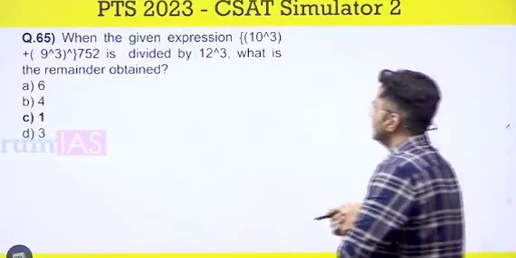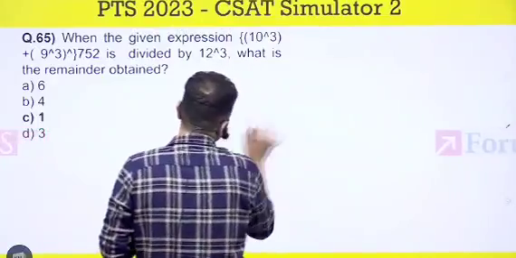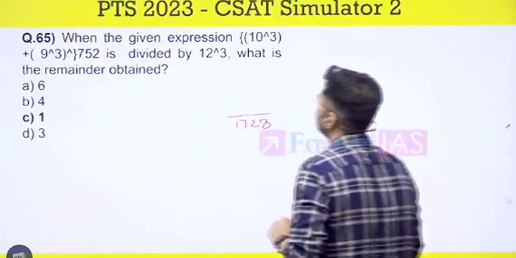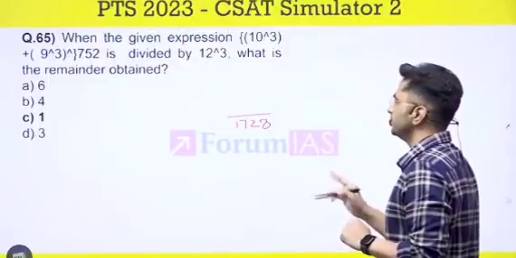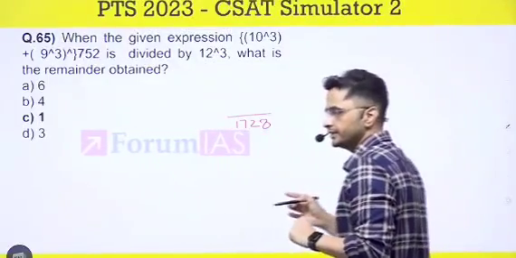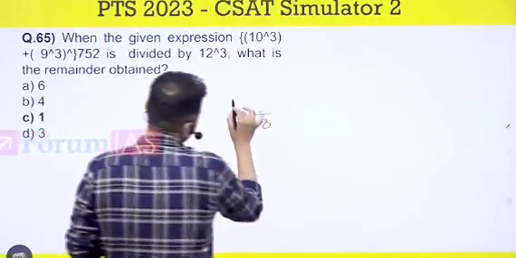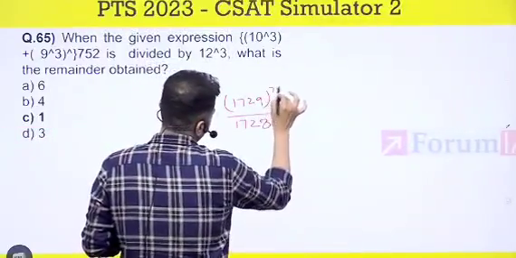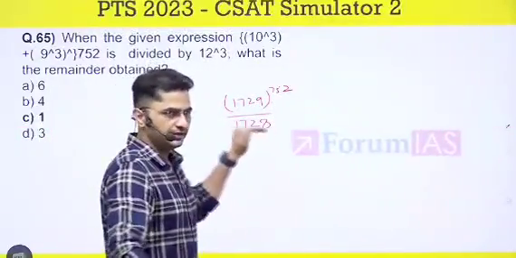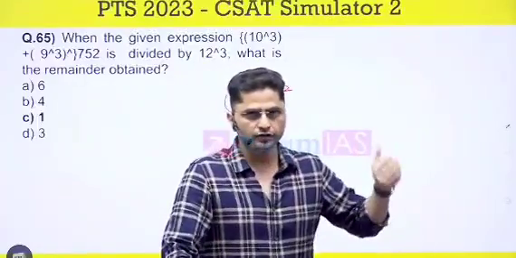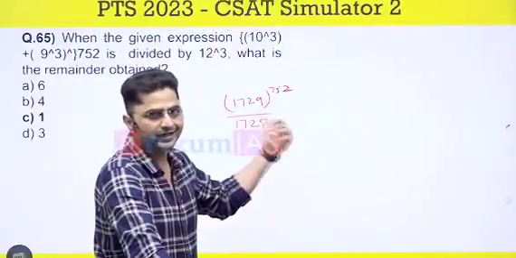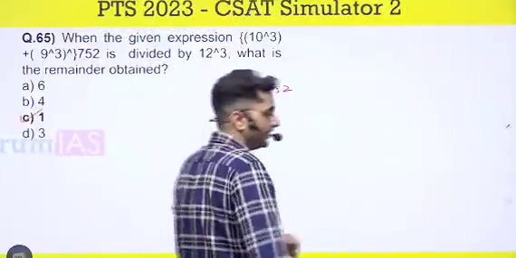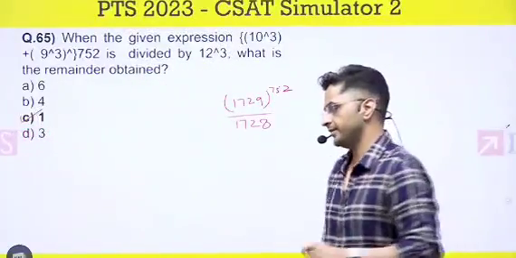This is a good question. We know that 12 cube is 1728. And if you expand the expression on top, 10 cube is 1000 plus 9 cube, which is 729. So it becomes 1729 to the power of 752. The remainder here is 1. 1 raised to the power of 752, or anything, will remain 1. So the answer is 1. Very good question.